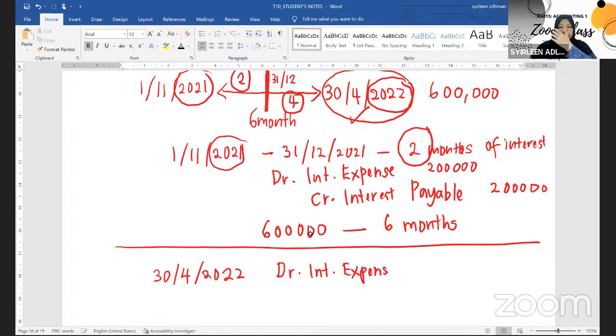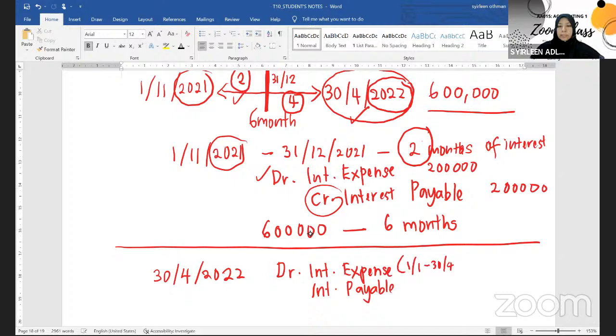Tapi saya kena faham daripada 600,000 ni tadi, I dah pecah 2. Sebab 200,000 adalah 2021 punya dah diiktiraf sebagai belanja. Dah declare di sini, dah recognize sebagai belanja. So now I am just paying for this. So I am going to debit interest expense and I am going to debit interest payable as well. Okay, interest expense ni ialah tahun semasa. Dia start daripada 1 Januari sampai 30 April.